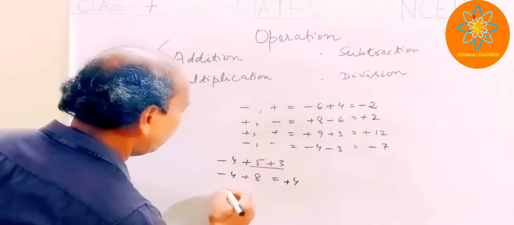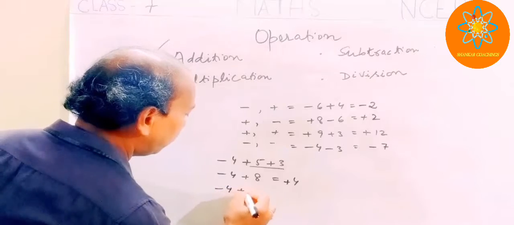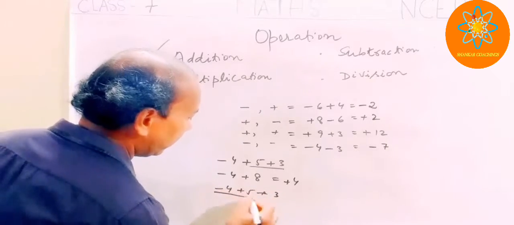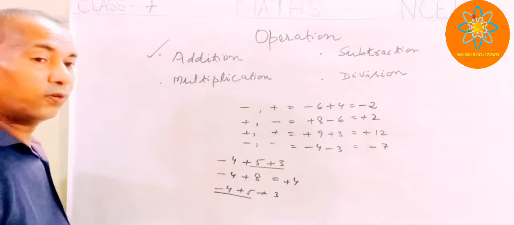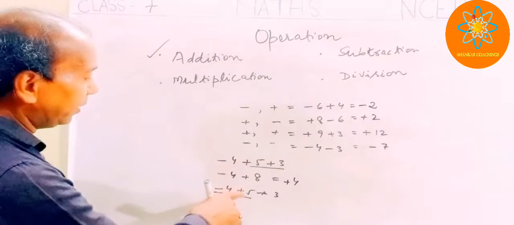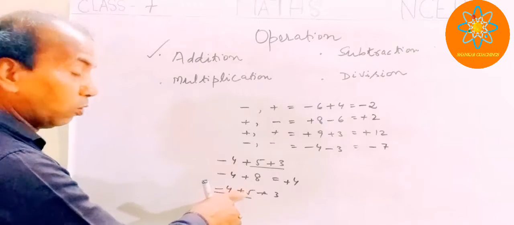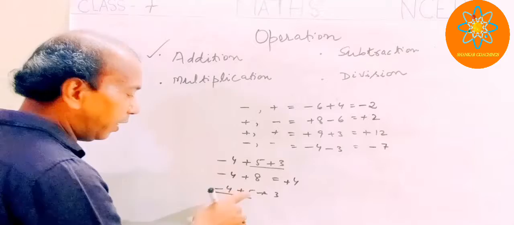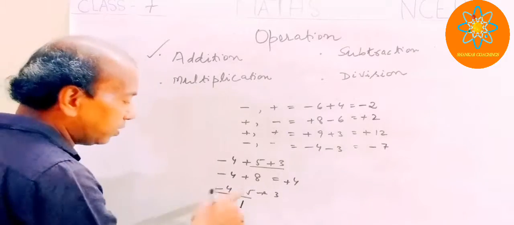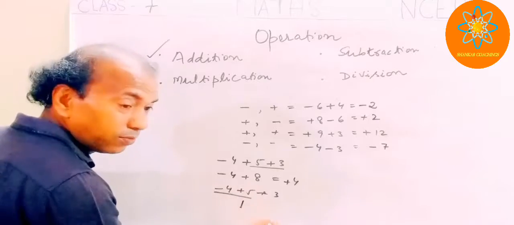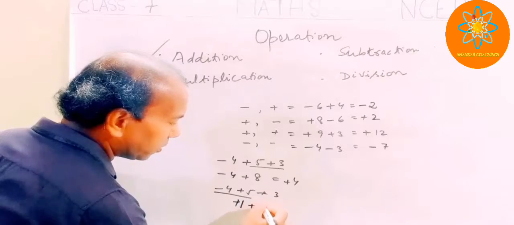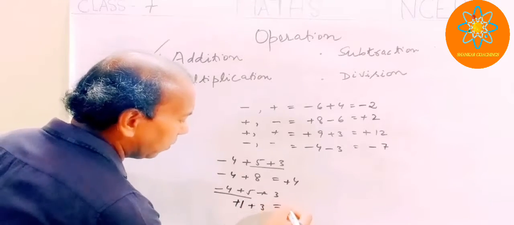Or I can do it in this way also. Minus 4 plus 5 plus 3. First of all, I will take the minus 4 plus 5, and after that, I will add the 3. So it is negative and here positive 5 is there. What is the difference? Difference is 1. And which sign is greater? Positive is greater, so it is plus 1. The next one is plus 3. So 3 plus 1 is equal to 4.